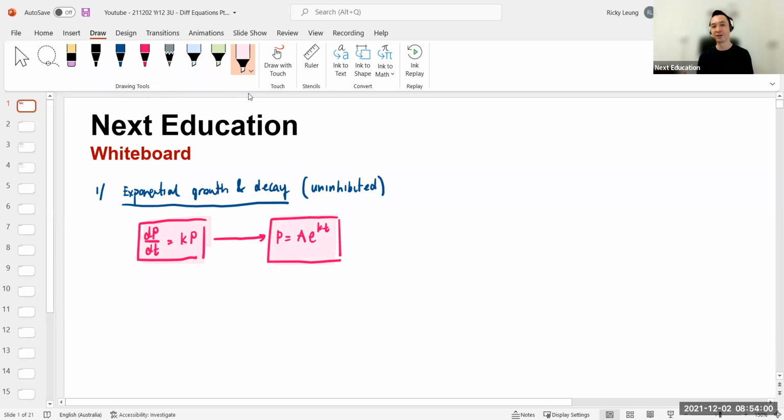The most common application when k is positive is population growth, and the most common application when k is negative is radioactive decay of a substance. If teachers don't explain this to you in this way, they're not really giving you the full difference between differential equations in year 12 and rates of change in year 11. In year 11, whenever they give you an exponential growth question, they either give you these formulas or they say, please verify that this is a solution.